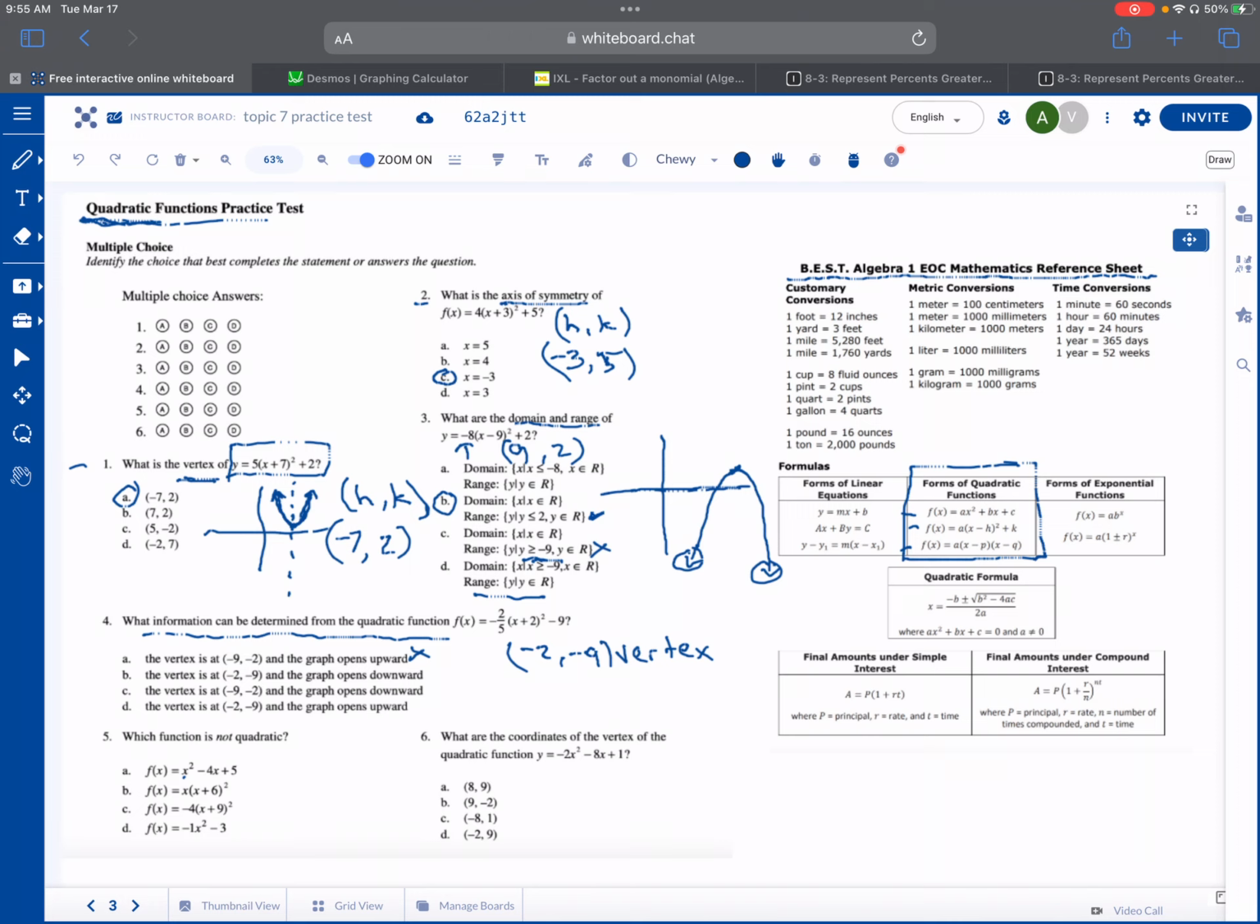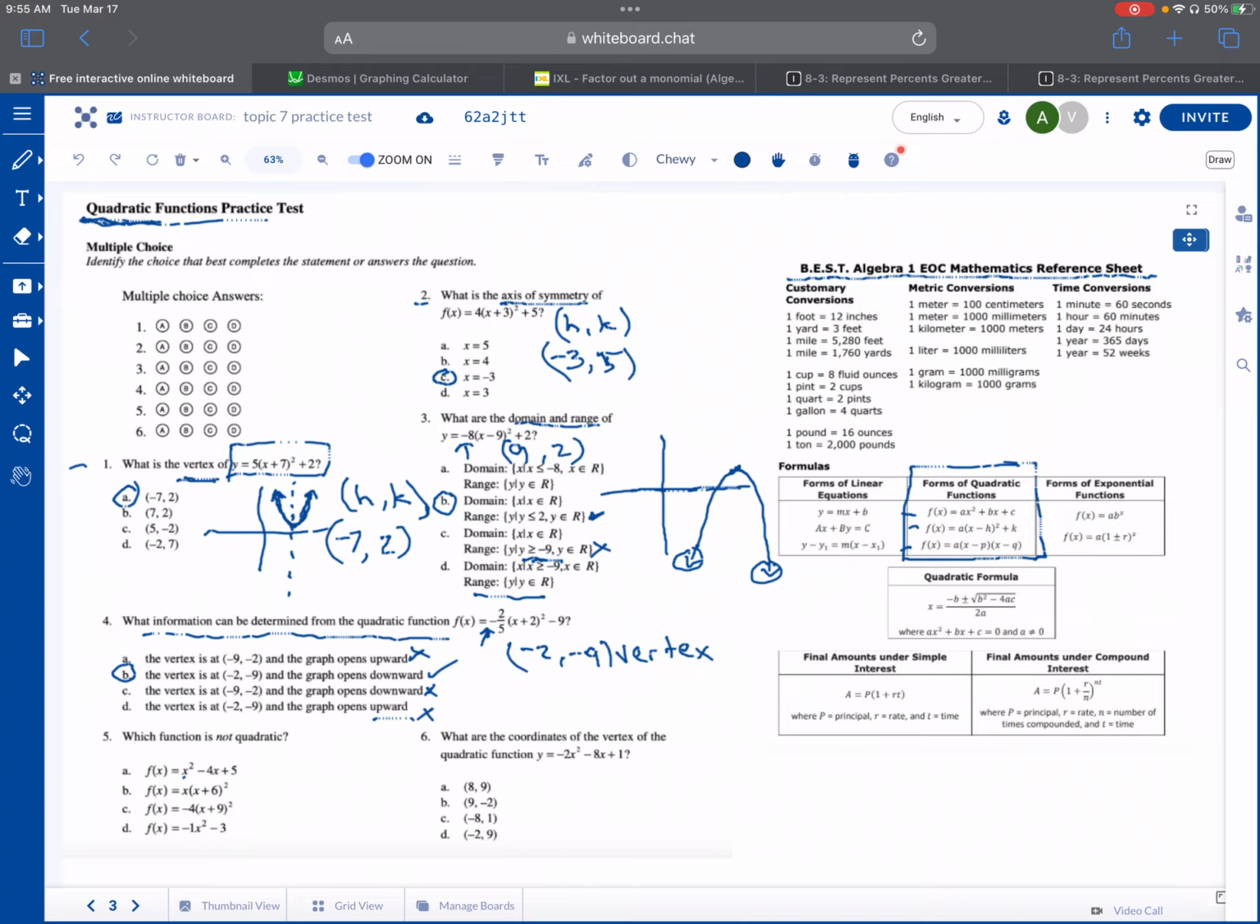The vertex is (-2, -9), and the graph opens downwards. Okay, let's see. I know the vertex is correct. Does it open downwards? Let's see if it has a negative in front, and yes, it does. So therefore, my answer is B. But I'm going to check the other two just in case. The vertex is (-9, -2). No, that is not correct. The vertex is (-2, -9), and the graph opens upwards. So no, that's not correct. So the answer is B.